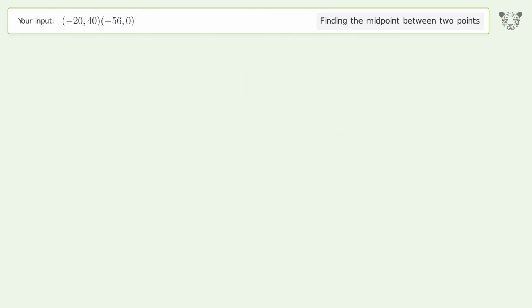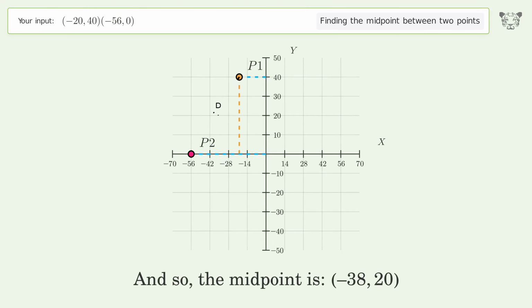And so, the midpoint is negative 38, 20.